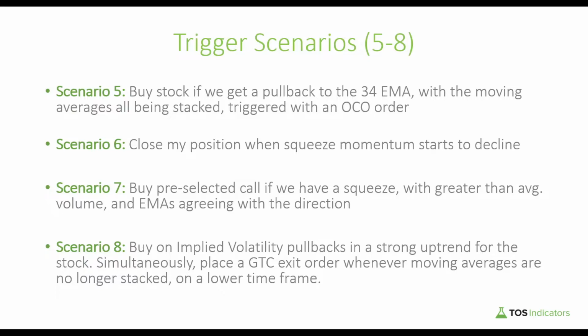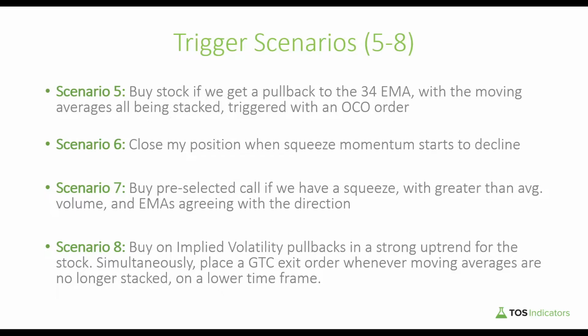Now, scenario five is buying stock if we get a pullback to the 34 exponential moving average. This is just arbitrary. You can tweak it to whatever you want, but the whole idea is you're only buying this pullback if your moving averages are stacked. And whenever that does happen, you're doing so with an OCO order, both with your stops as well as targets, and these are going to be defined prices.